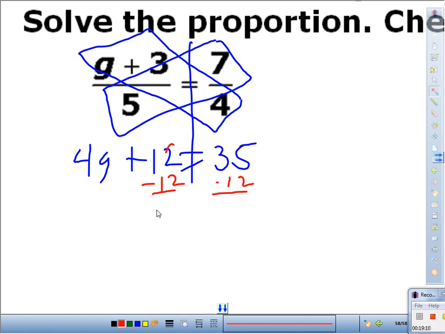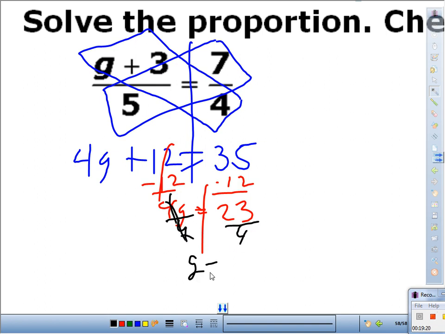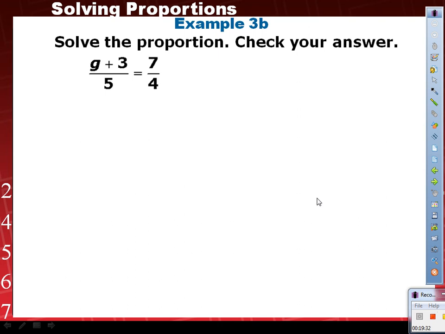Minus 12 minus 12, and that gives us 4g equal to 23. What do we do? Divide by 4, divide by 4, and that gives us g equals 5 3/4 or 5.75. Hands if you got that. Okay, we're good with this, yes? All right, let me go to something else. Yes, Justin.